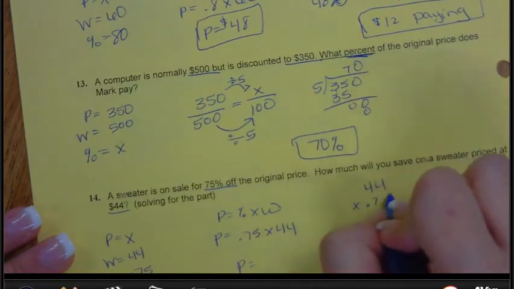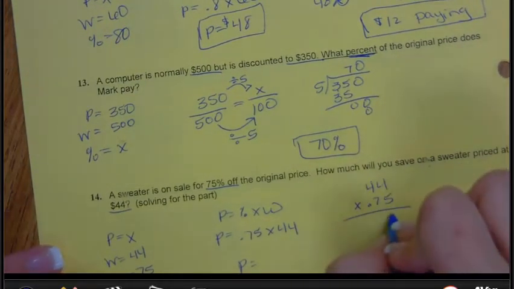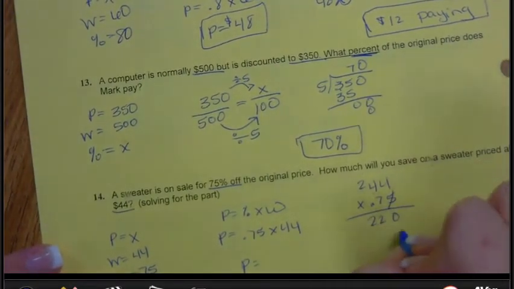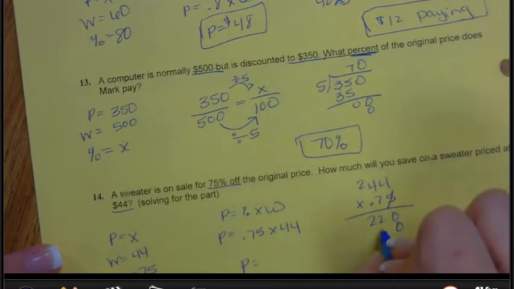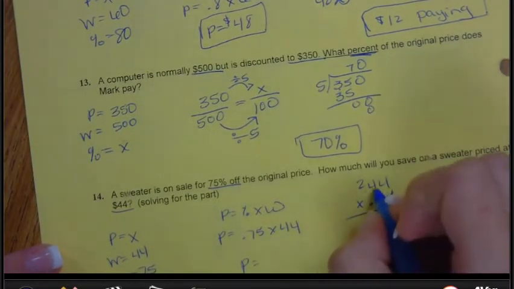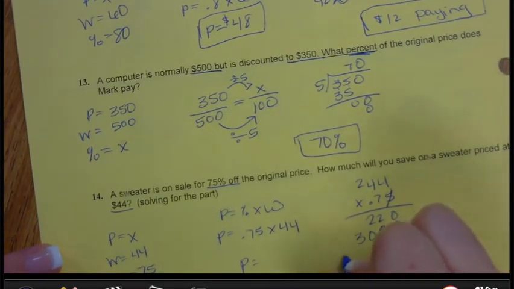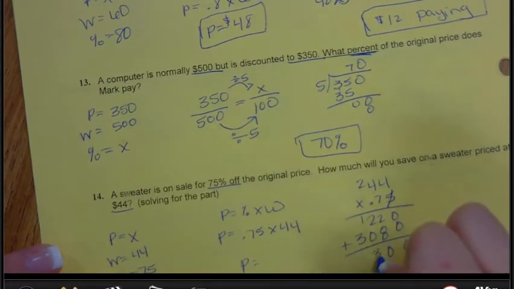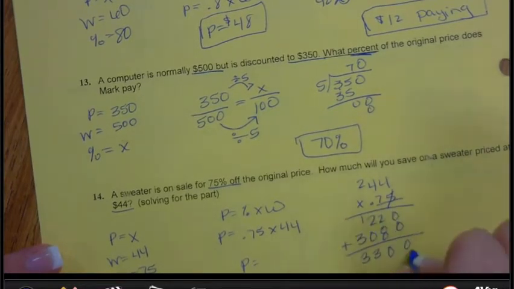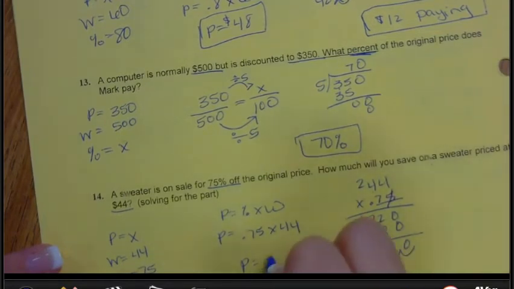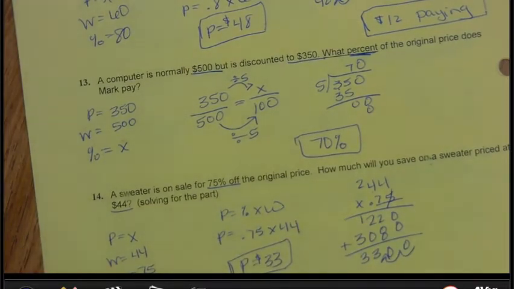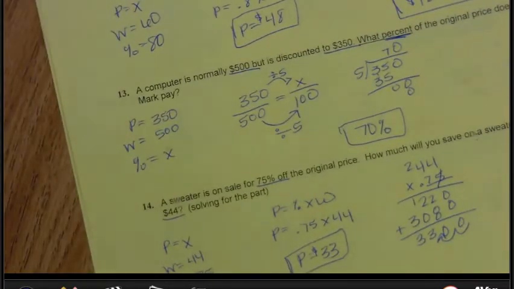44 times 0.75. 5 times 4 is 20. Carry the 2. 5 times 4 is 20. Plus 2 more is 22. Done with the 5 placeholder. 7 times 4 is 28. Carry the 2. 7 times 4 is 28. Plus 2 more is 30. Add these numbers up. 0, 8 plus 2 is 10. 2 plus 1 is 3. Bring down the 3. I have 2 decimal places here, so I'm going to move my decimal place 2 times to the left to get that $33 is coming off the price of my sweater. $33 is coming off the price of your sweater.